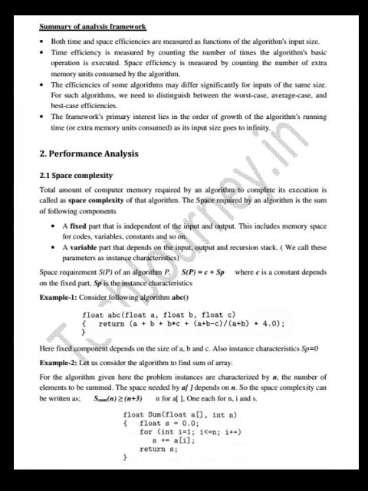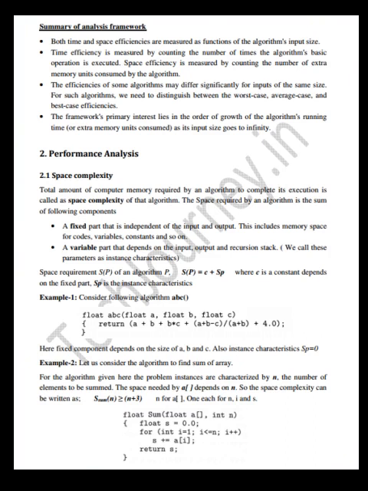Space requirement S of P of an algorithm P. S of P is equal to C plus S_P, where C is a constant that depends on the fixed part, and S_P is the instance characteristics. See the example. Consider the following algorithm ABC. Here the fixed component depends on the size of A, B, and C. Also, the instance characteristics S_P is equal to 0.